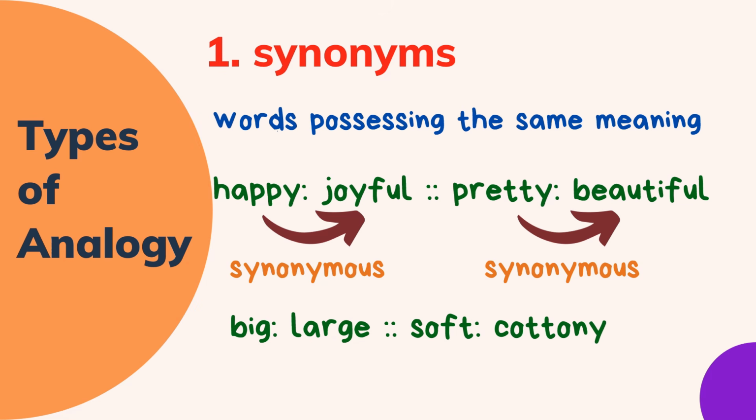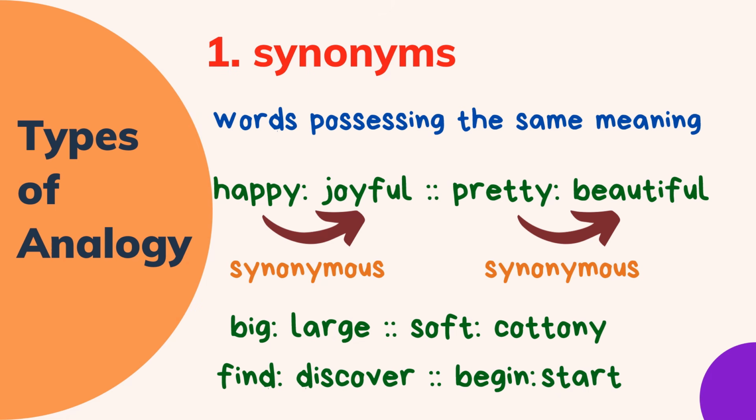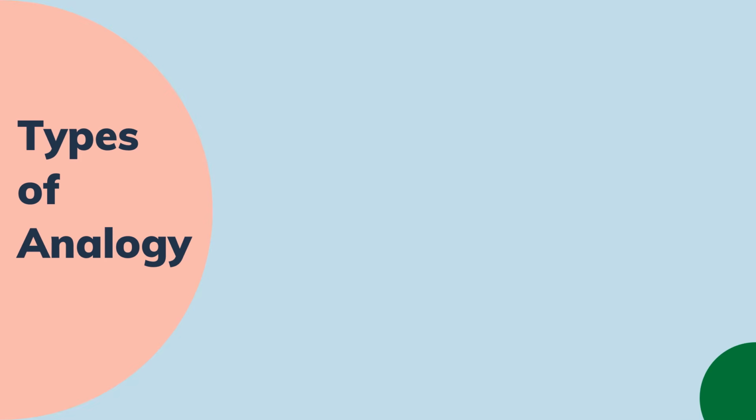Another example is big is to large as soft is to cottony. Big and large are synonymous as well as soft and cottony. Next is find is to discover, as begin is to... Think of a word that will complete this analogy. The answer is start. Begin and start have the same meaning.